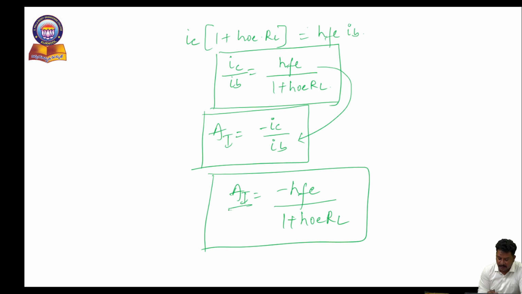Here AI is the parameter of the amplifier, and I am representing it with respect to the H parameter. This is what we have to analyze: if you don't know HFE and HOE, it's very difficult for us to find out the current gain of the amplifier.